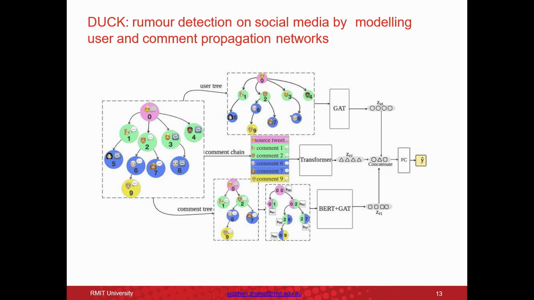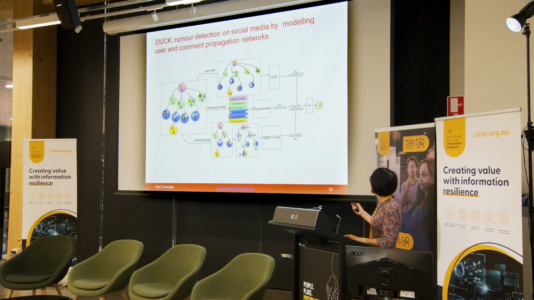Put all these neural networks together, concatenate the representations we have learned, and put them into a fully connected layer. Then finally we have a softmax for prediction, whether it is a true rumor, a false rumor, or unverified. And then we get good results, okay?